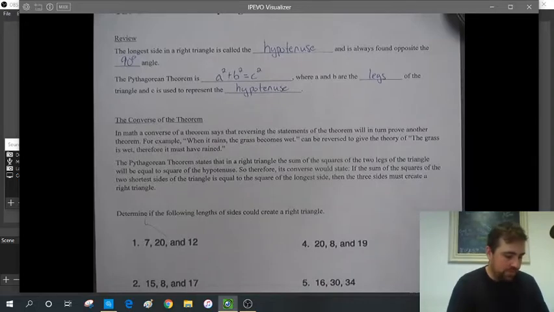So the converse of the theorem, it says here, in math, a converse of a theorem says that reversing the statements of the theorem will in turn prove another theorem. So for example, when it rains, the grass becomes wet, can be reversed to give the theory of the grass is wet, therefore it must have rained. So the Pythagorean theorem states that in a right triangle, the sum of the squares of the two legs of the triangle will be equal to the square of the hypotenuse. So therefore, its converse would state that if the sum of the squares of the two shortest sides of the triangle is equal to the square of the longest side, then the three sides must create a right triangle.